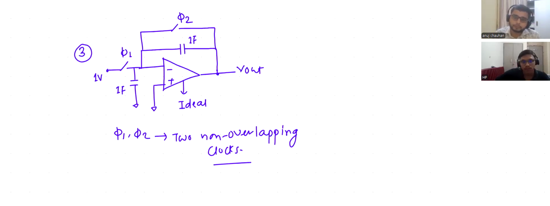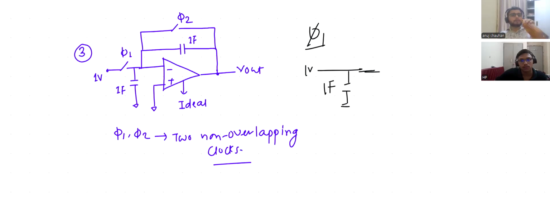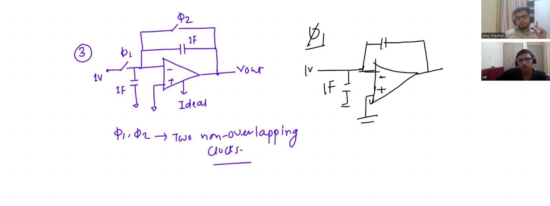First, I want you to draw the circuit for each clock individually, how the circuit looks in each phase. When Phi1 is on, this is 1 volt. This is 1 farad. This is 1 farad.